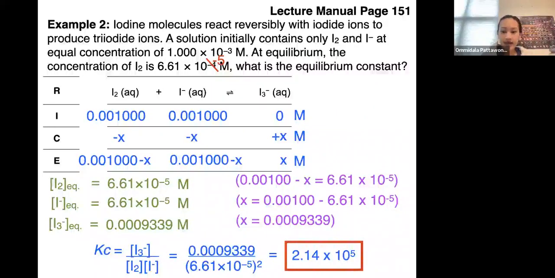Remember, Kc doesn't have any unit. The equilibrium constant doesn't have units, so you just leave it as unitless.